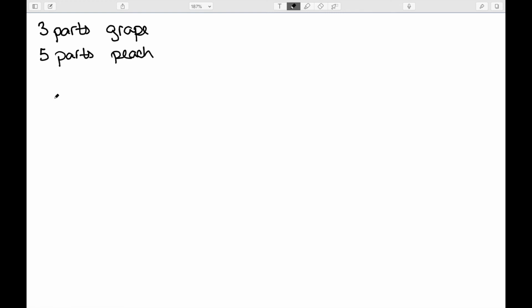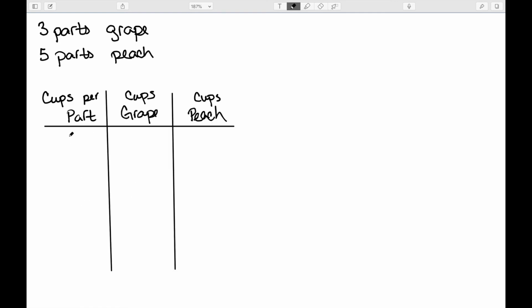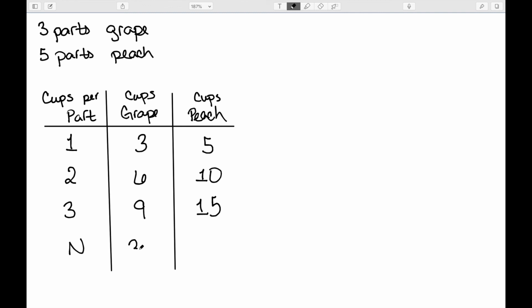We can still use things like our ratio table to help organize, and we can also use what's known as a strip diagram. For our ratio table, instead of having a column for the number of batches, we look at the number of cups per part. We have 1 cup per part, then we have 3 cups of grape and 5 cups of peach. We have 2 cups per part. We have 2 times 3 cups of grape, 2 times 5 cups of peach. 3 would give me 3 times 3 cups of grapes, 3 times 5 cups of peach. And in general, if we have n, we would do 3n and 5n.